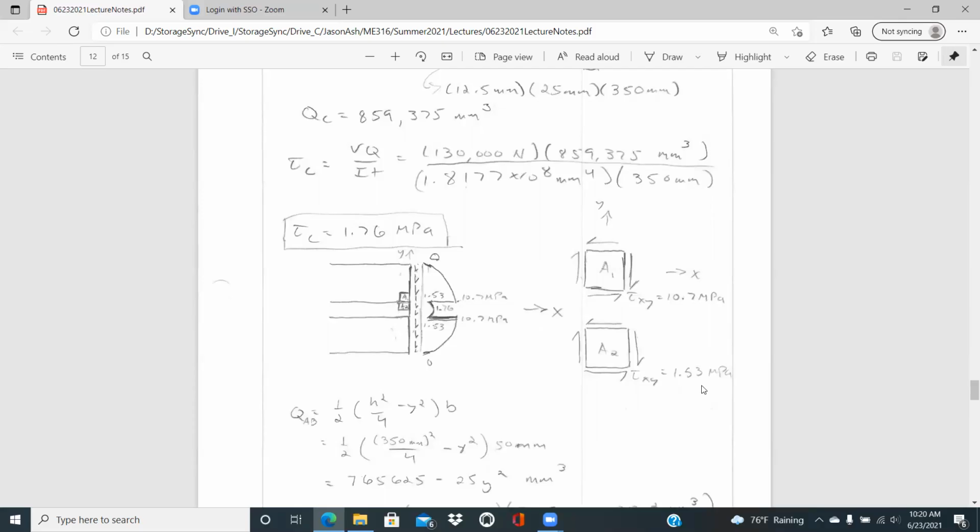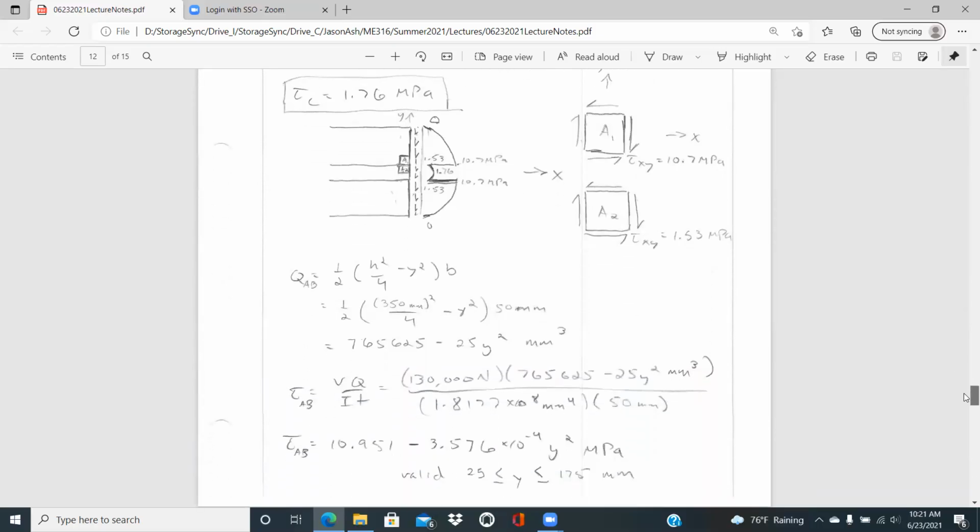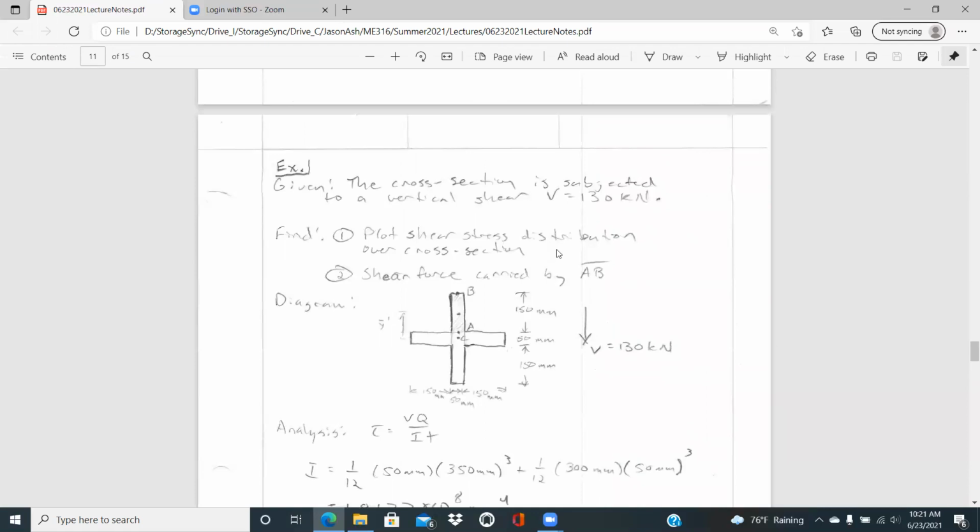That analysis does neglect the stress concentrations that would occur anytime you have a discontinuity in stress at a point like that. You'll end up with stress concentrations occurring. And so this gives you a ballpark estimate of the state of shear stress at those points without taking into account those stress concentrations. And so that is the answer to part 1, plot the shear stress distribution over the cross section.